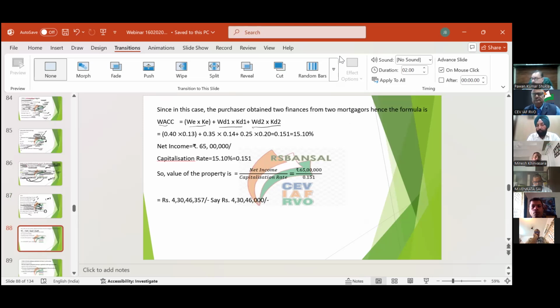So the equity weight is 0.40 and the cost is 0.13. The first loan is 0.35 at 0.14, or 14% rate of interest. The second loan is 0.25 at 0.20. So the total WACC, the weighted average cost of capital, comes out at 15.1510%.